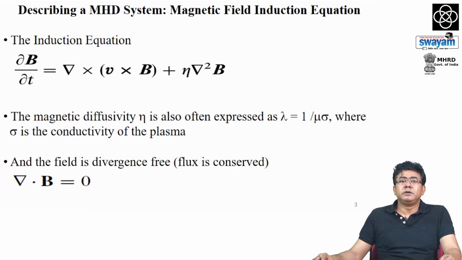eta. The diffusivity can also be visualized in terms of the inverse of the product of the permeability and conductivity. So, this is like the inverse of the conductivity of the plasma. If you have a highly conducting plasma, then the diffusivity eta is low. And of course, you have the divergence free condition still valid, which essentially implies that flux is conserved in the system.